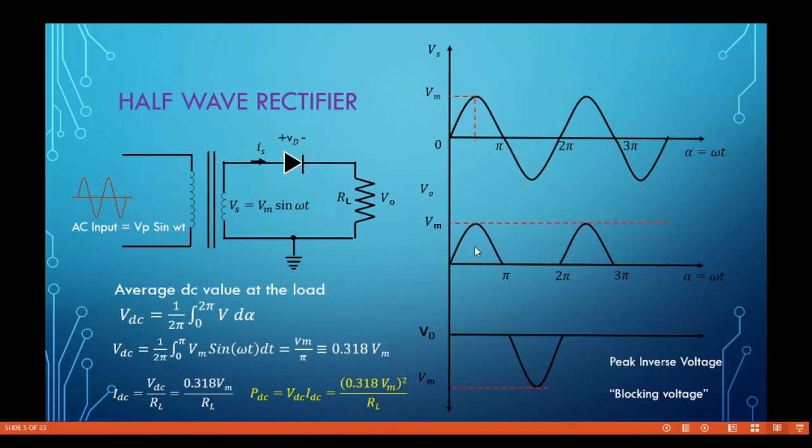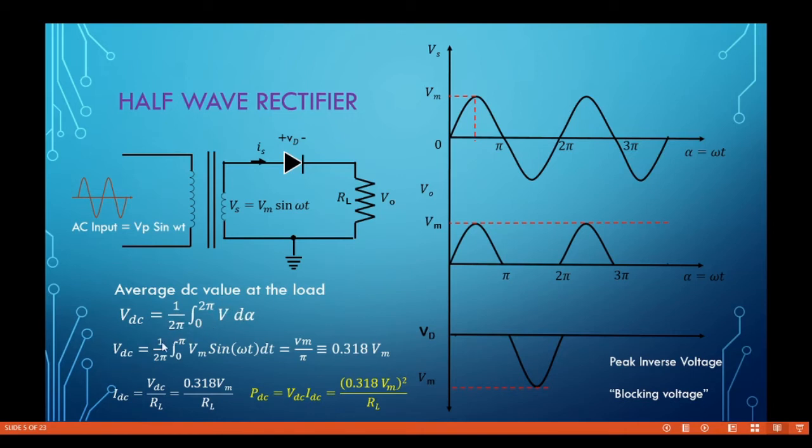This is the input and this is the output you are getting, right? So here we can see the average DC value at the load. You are getting the DC voltage, and the DC voltage is the average value. The average you can calculate using this formula: 1 upon 2 pi, integration from 0 to 2 pi, the full wave cycle, of voltage times d alpha.